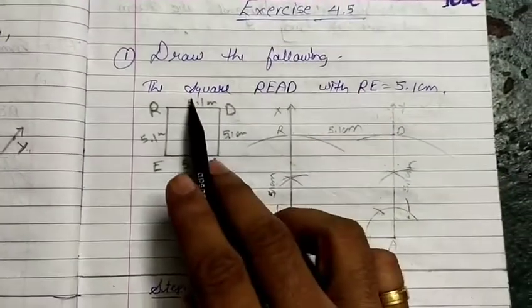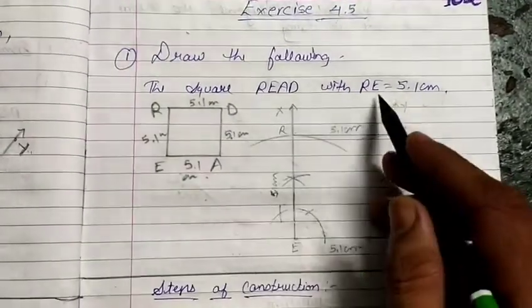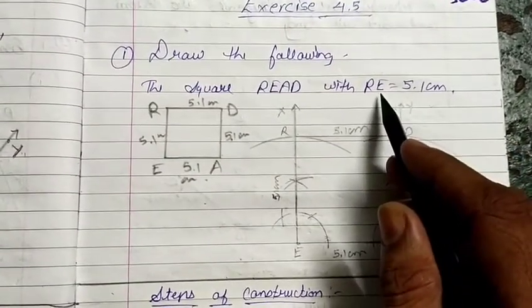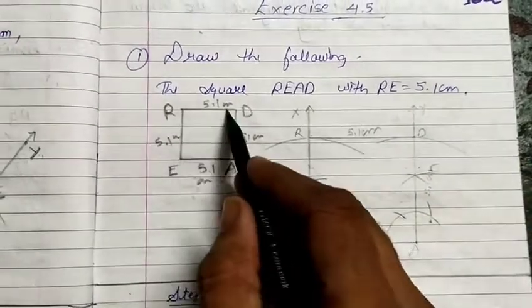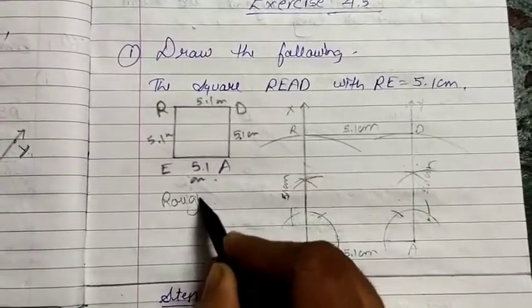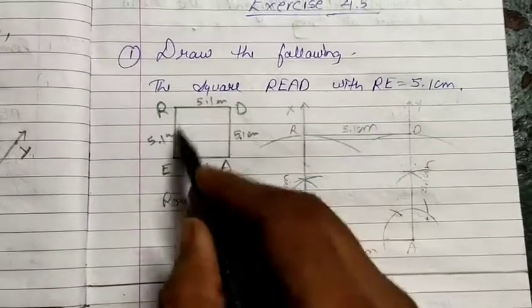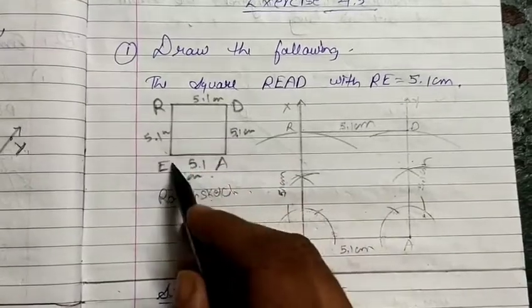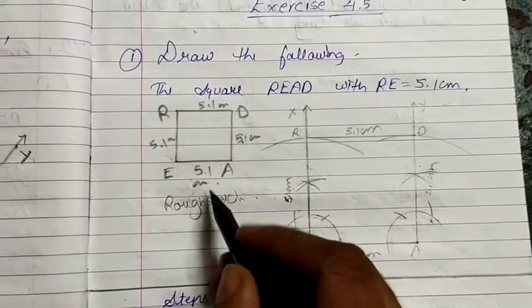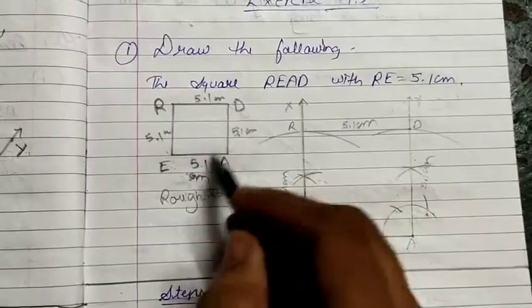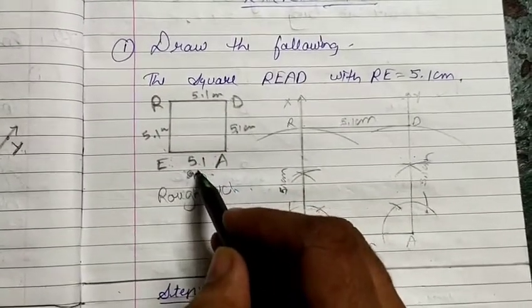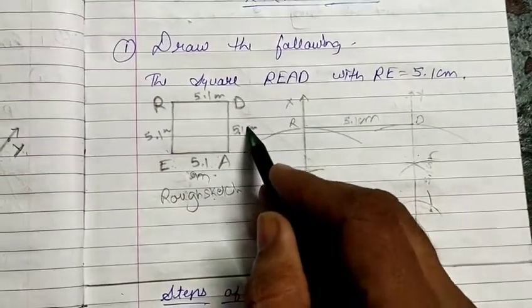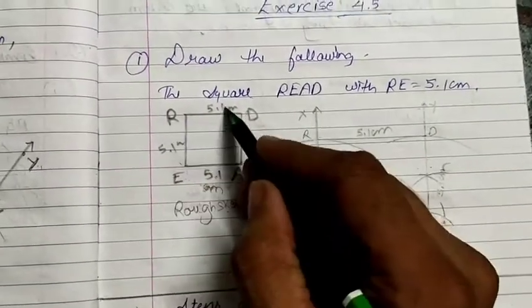Draw the following: the square READ with RE equals 5.1 centimeter. Dear student, here only the length of one side is given. Draw one rough sketch. You can start writing READ from here also. As per the rule, in a square all sides are equal. If one side RE is 5.1 centimeter, then by default all sides are 5.1 centimeter.